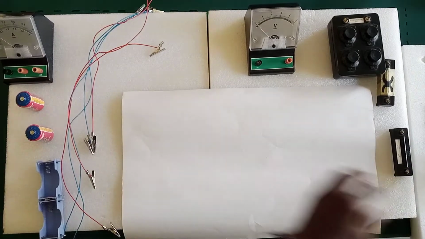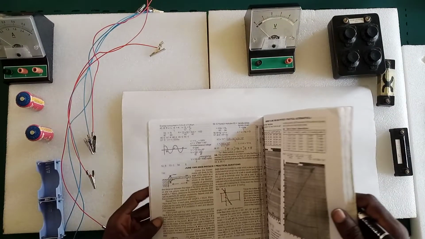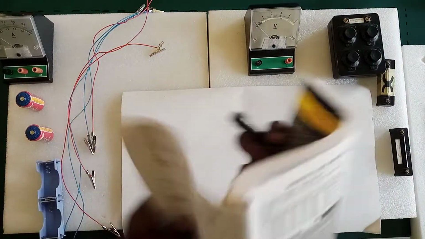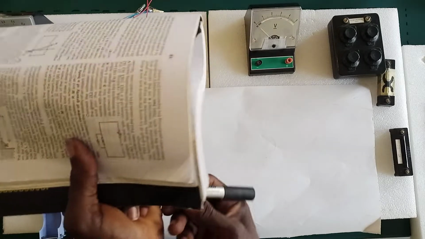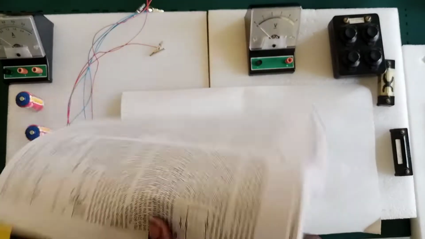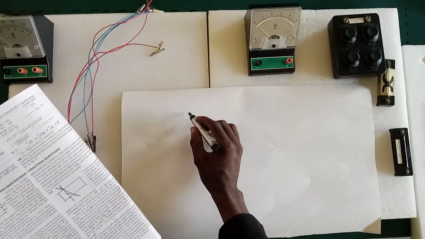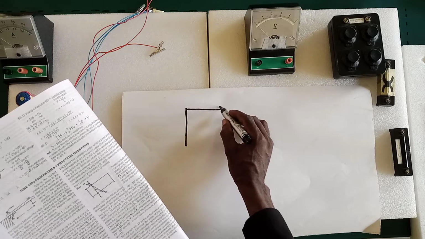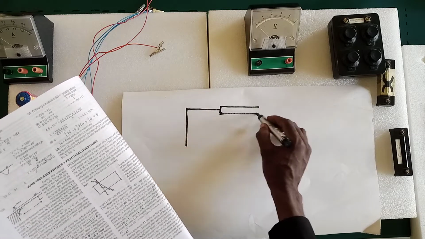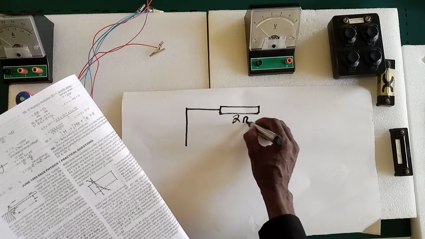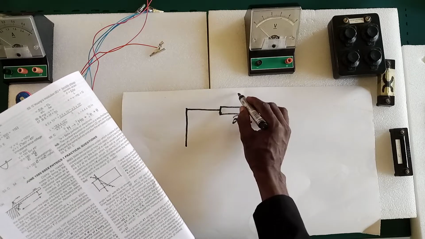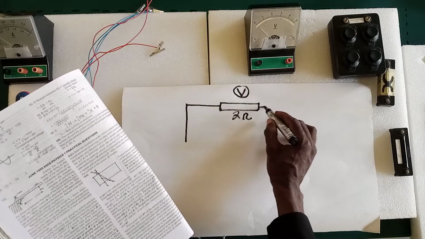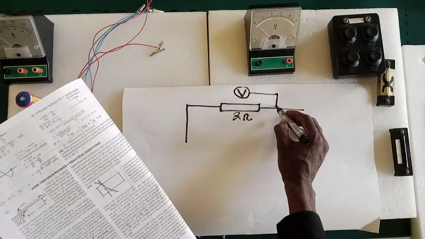So I am going to write the connection diagram in bold, very important, so that you can see it from that end very well. This is the connection diagram for this experiment. You have something like this. You have your 2 ohm resistor, and a voltmeter connected across the 2 ohm resistor.